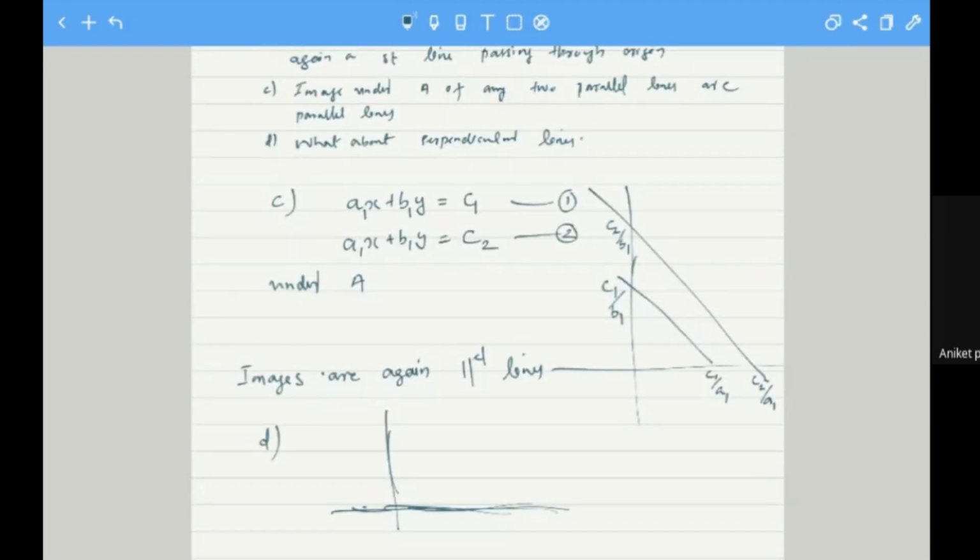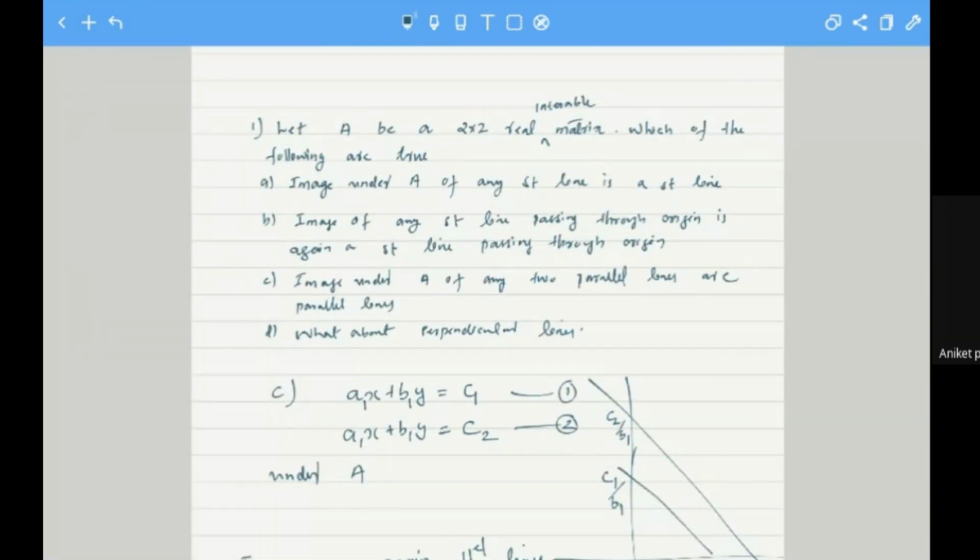Okay. So we are done with the first problem, right?